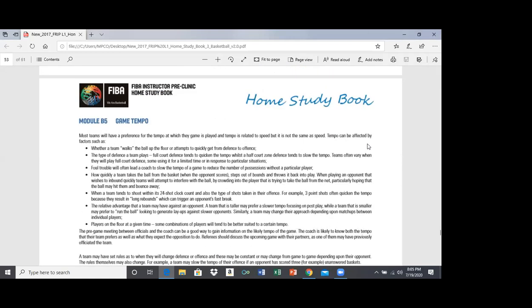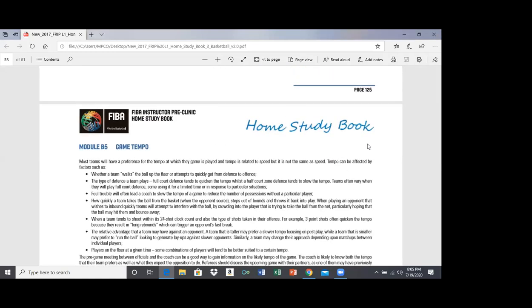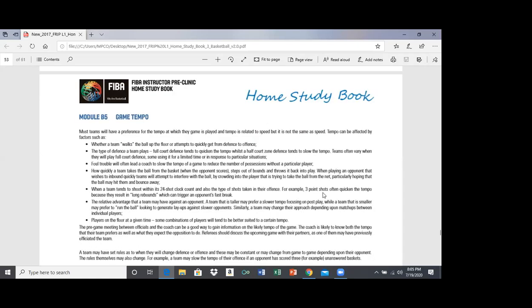Okay, guys, that brings me now to game tempo. Tempo is very important for referees. It's very important for players. It's very important for coaches. And of course, that's what the fans like about the game of basketball. A nice up and down tempo. Of course, they like the high tempo.